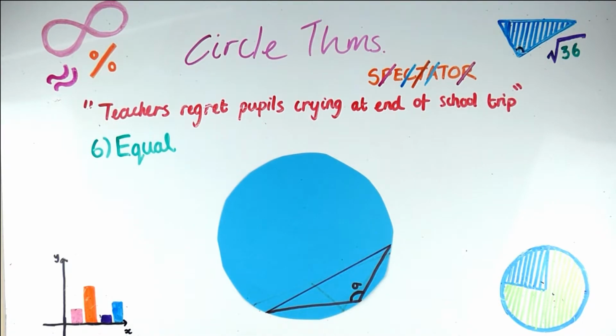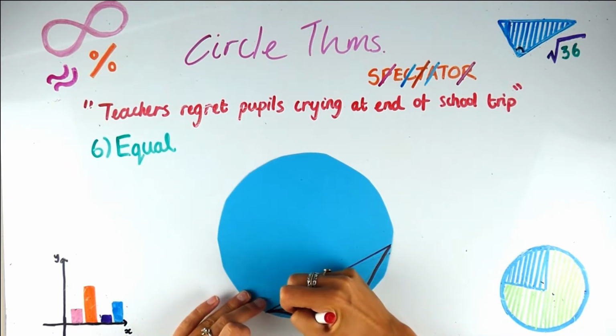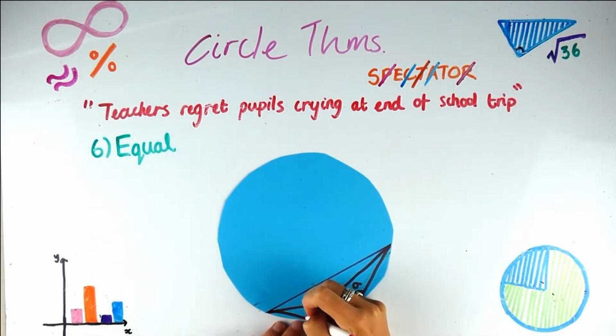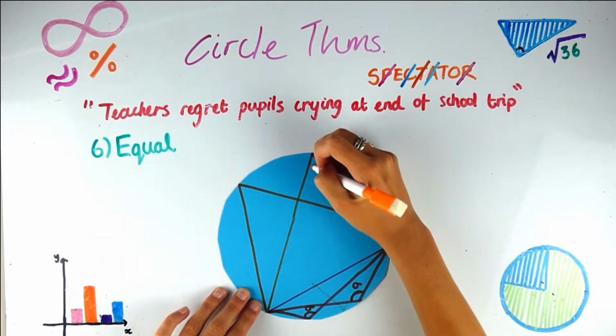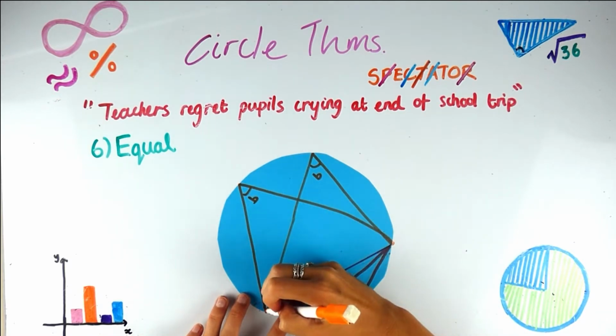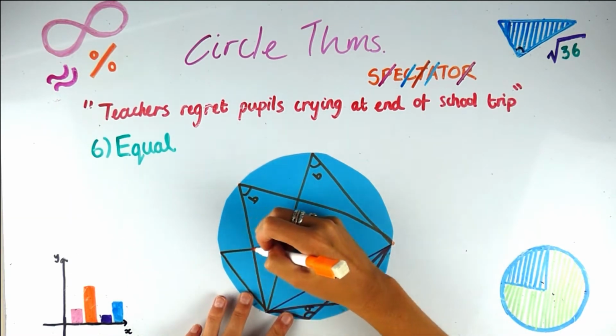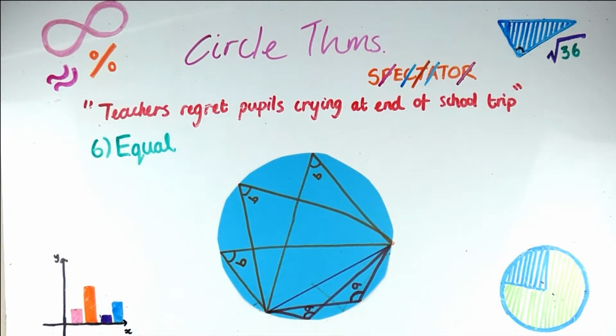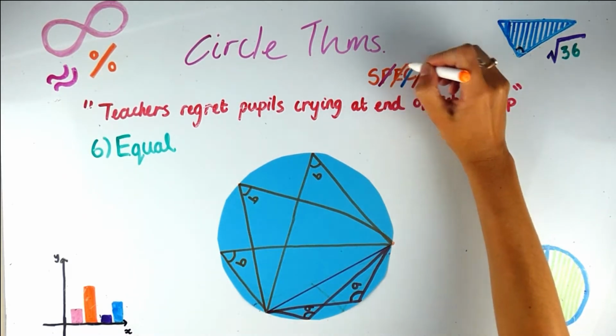If I draw another one, let's go from there to there, that angle is also A. So angles in the same segment are equal. We can also do it on the bigger side. That's B. That's B. They're the same size. It's quite clever, really. So all those angles are the same size. They are equal. Now let's cross out the E in spectator.